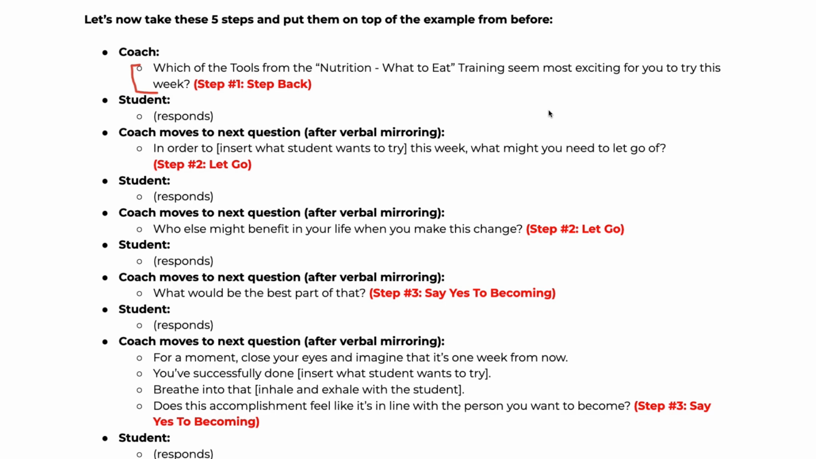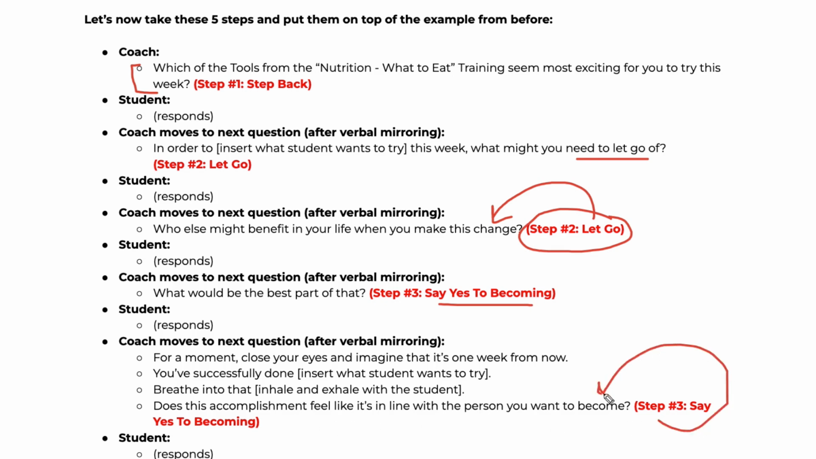From there, step number 2, letting go. In order to be successful with this, what might you need to let go of? And then in this case, we have another let go question: what else might benefit when we make this change? Again, letting go. What would be the best part of that, aka say yes to becoming? I'm going to explain more of this in a second, so just follow along with me. And then over here, does this accomplishment feel like it's in line with who I wish to become? Again, step 3, say yes to becoming.